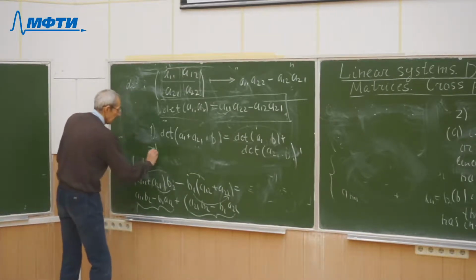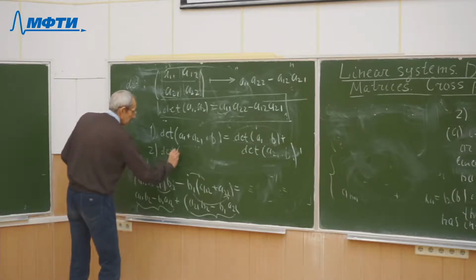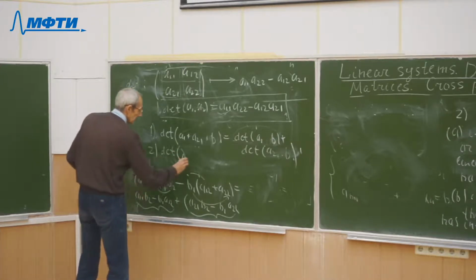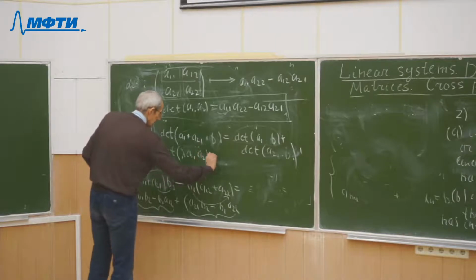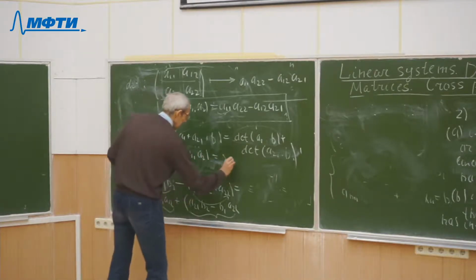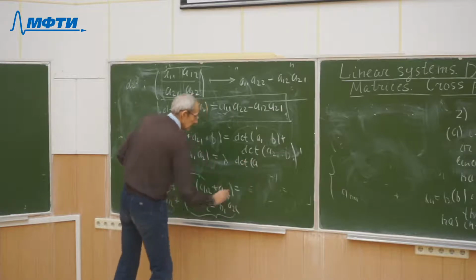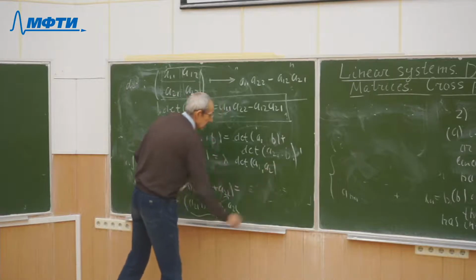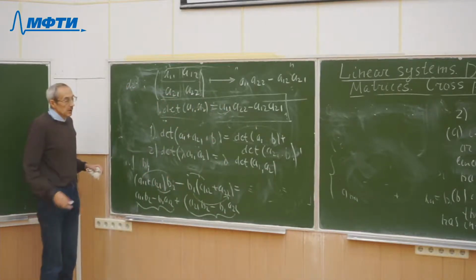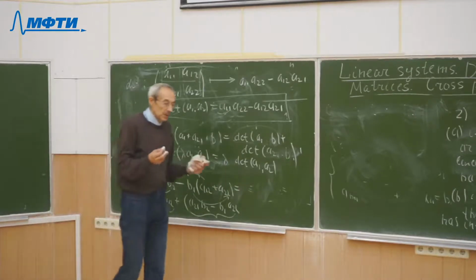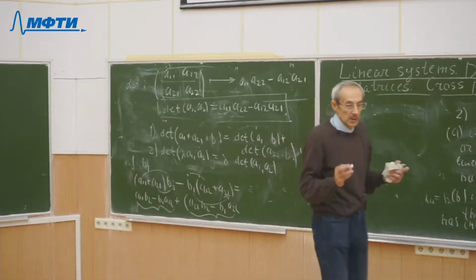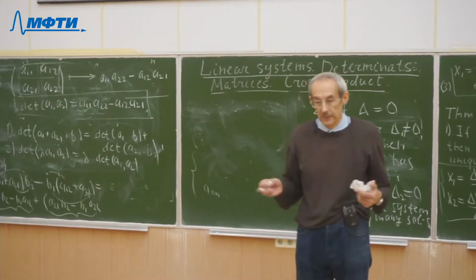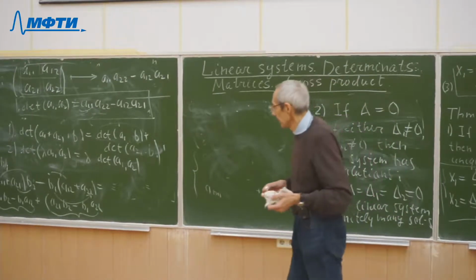The second property is very simple. If we multiply one of the rows by lambda, we obtain the product of this scalar and the value of the determinant. It is easy to see that if we multiply one of the sides of the parallelogram by some scalar lambda, the area is also multiplied by this lambda.